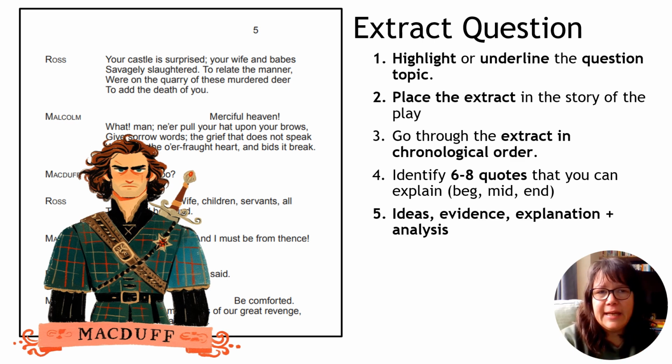Then you're going to need to read the extract really carefully, making sure that you understand where it happens in the story of the whole play, and that you go through highlighting any pieces of evidence that you could use. Don't start writing until you have been through the whole extract and you've selected maybe 6 to 8 quotes from the beginning, middle and end of the extract, and you've really thought about why, what are the ideas in that extract that the audience will be reacting to? What are some of the things that Shakespeare is doing?